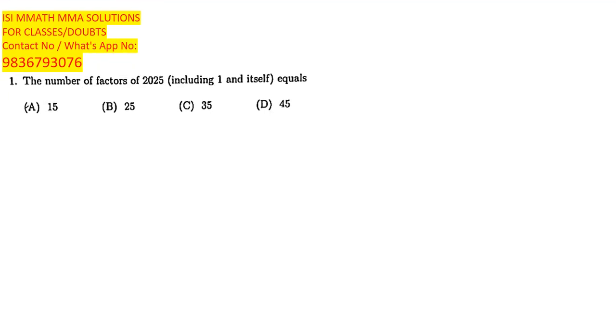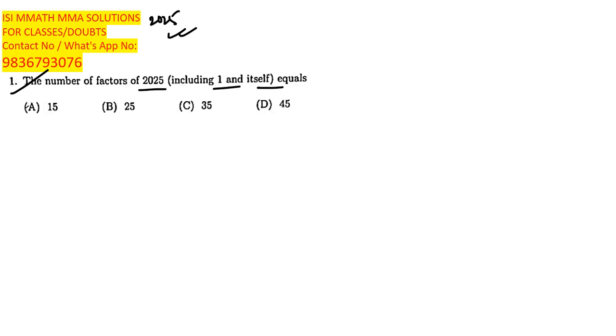So today we are solving the ISI M.Math paper, and we have taken the objective one. The MMA paper which was held in 2025. We are solving this one, and we have taken the first question. So let's see how we can solve it together. The number of factors of 2025, including 1 and itself, equals to.